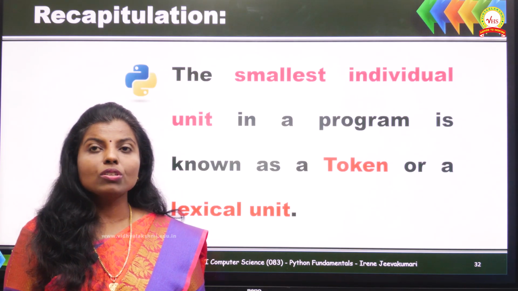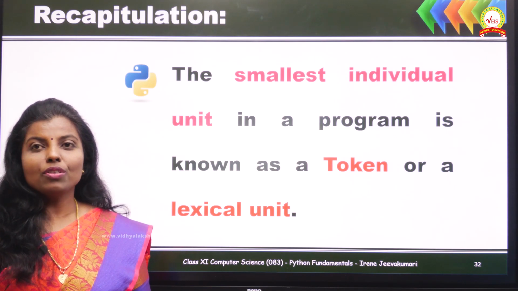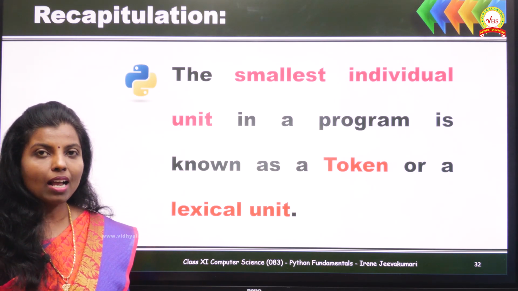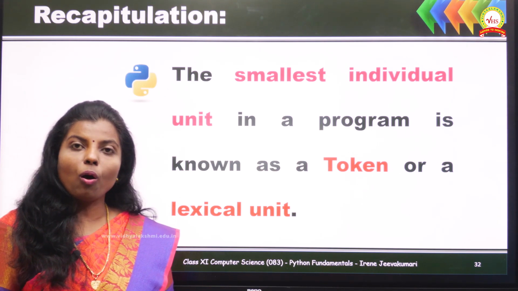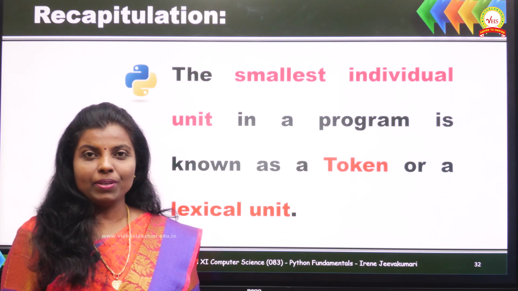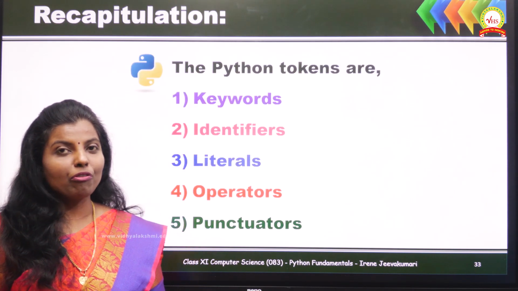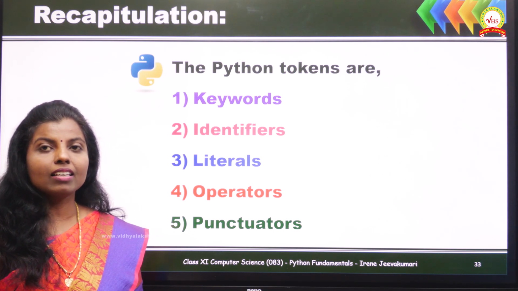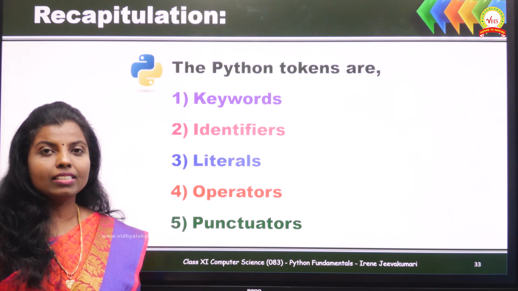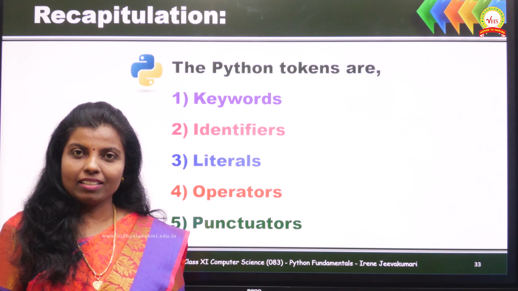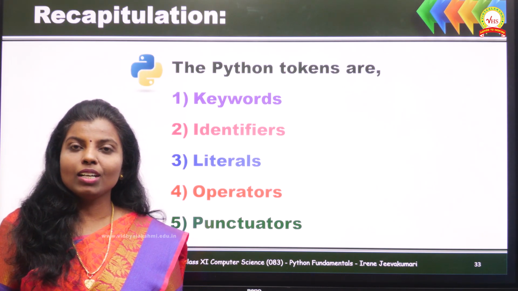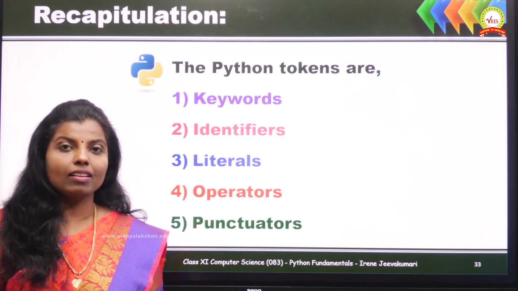We have learned about tokens. What are tokens? The smallest individual unit in a program is known as a token. These are also referred to as lexical units. We have the following tokens in Python. They are keywords, identifiers, literals, operators, and punctuators. In this session, we have learned about the first token, keyword.